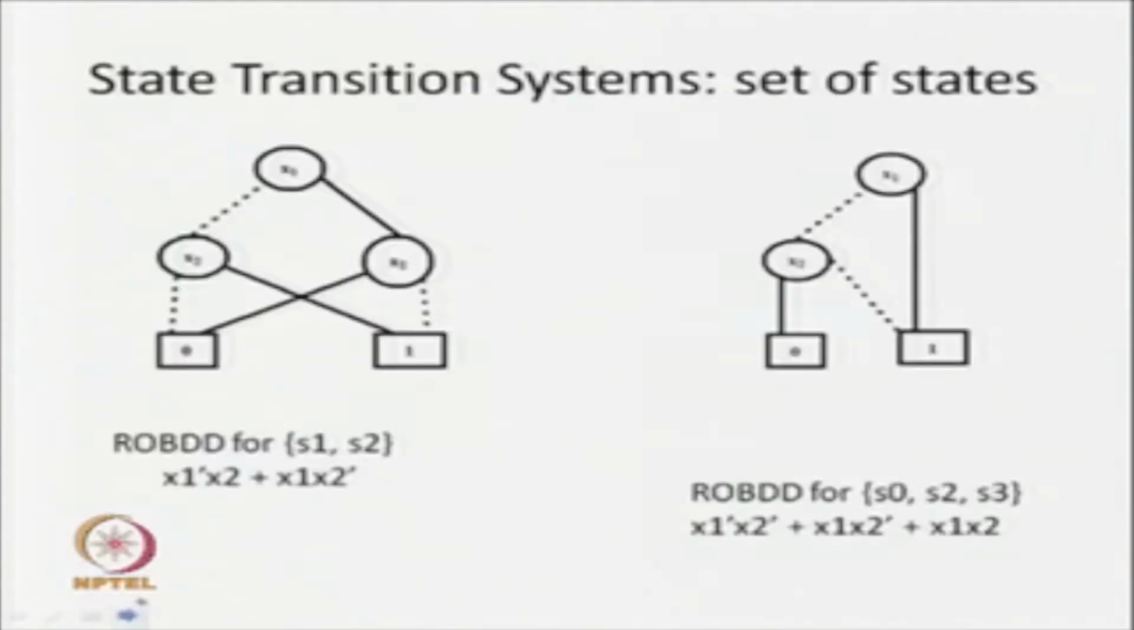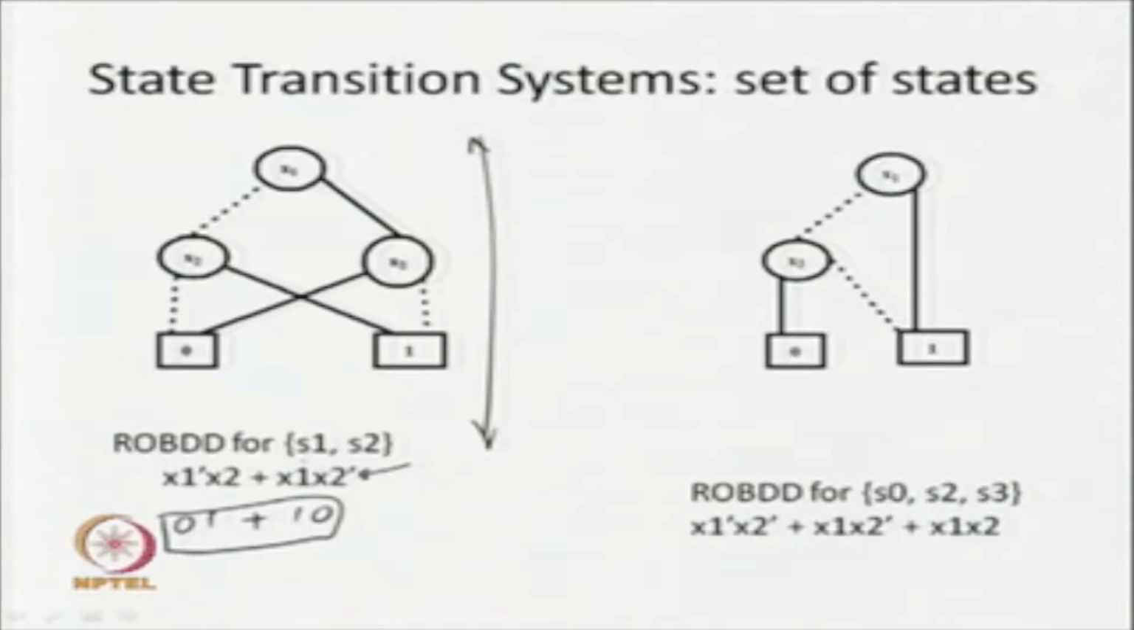Next, we are going to see how to represent this. In this case, I am showing a simple example. Say this is the set of states, where I take S1, S2. This is the Boolean expression for the subset S1, S2: x1 prime x2 plus x1 x2 dash. So S1 is 0 1 and S2 is 1 0. Once I have this Boolean expression, we can construct the ROBDD for it, and we get this ROBDD. That means this ROBDD represents the set of states S1 and S2.